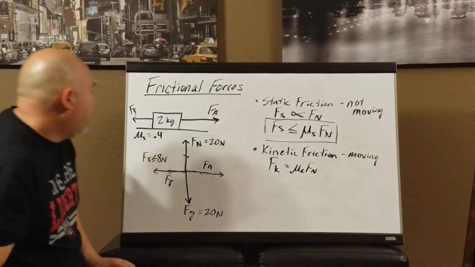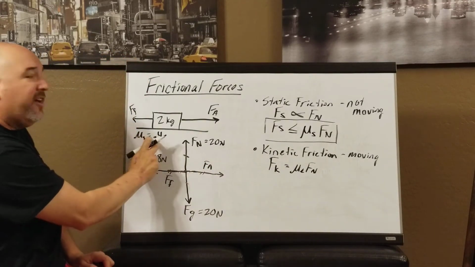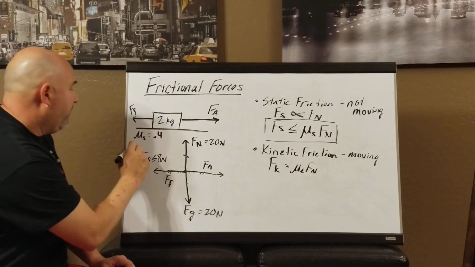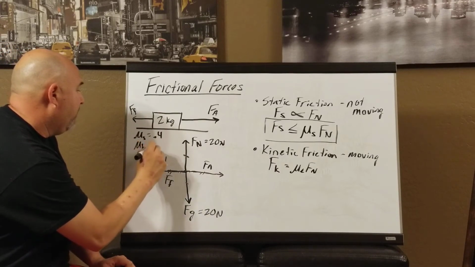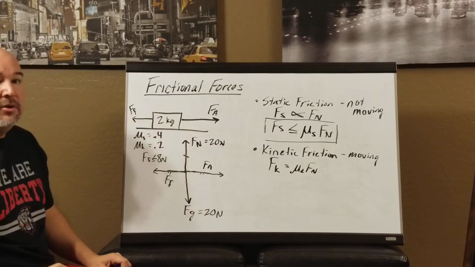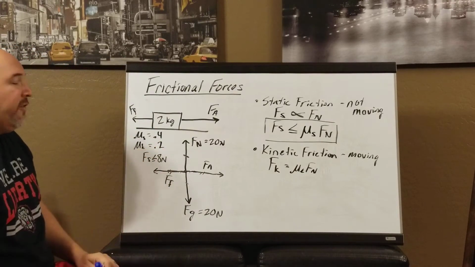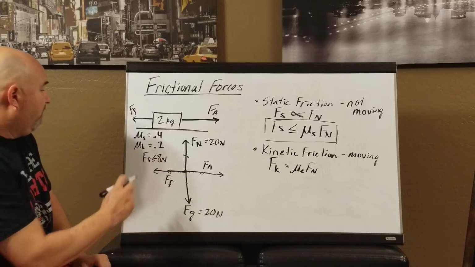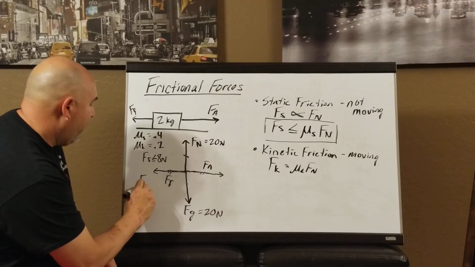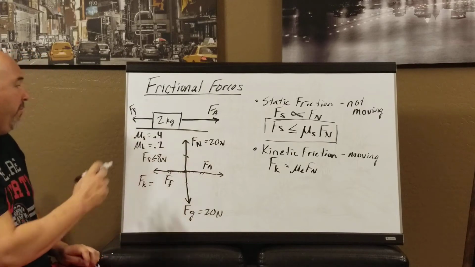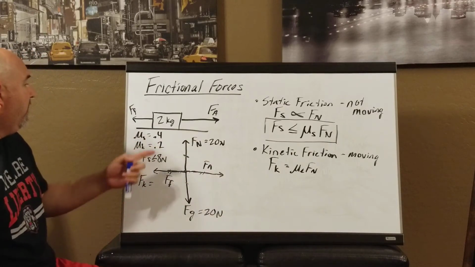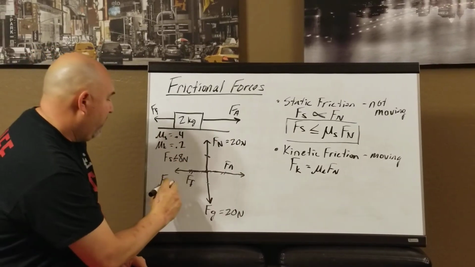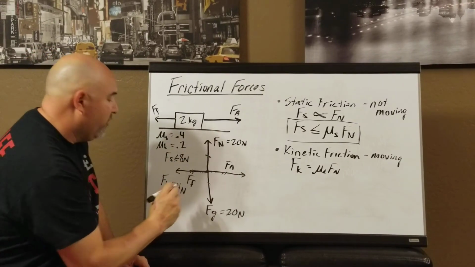So if I use this example here, let's say my mu s, my coefficient of static friction, was 0.4, maybe my coefficient of kinetic friction might be, say, half of that, 0.2. So if my coefficient of kinetic friction is 0.2, then the value of kinetic friction would be 0.2 times my Fn of 20. So 0.2 times 20 would give me a value of 4 newtons right here.